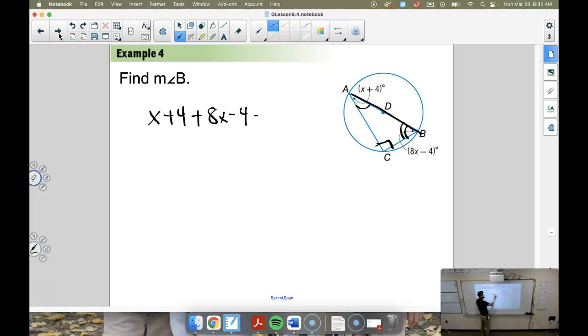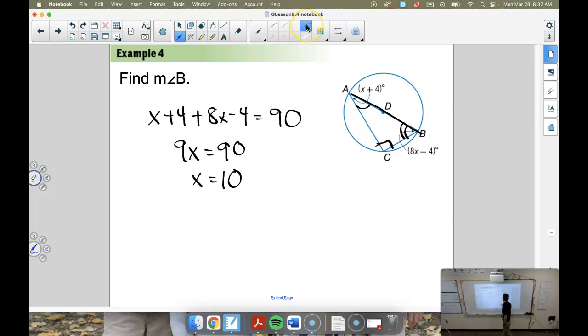Not that I want to be misled by the picture. X is 10. All right, and they want angle B. So angle B, 8 times 10 minus 4, is 76. How much is angle A? 14. That's not hard, right? You plug that in, and you get 76 and 14.